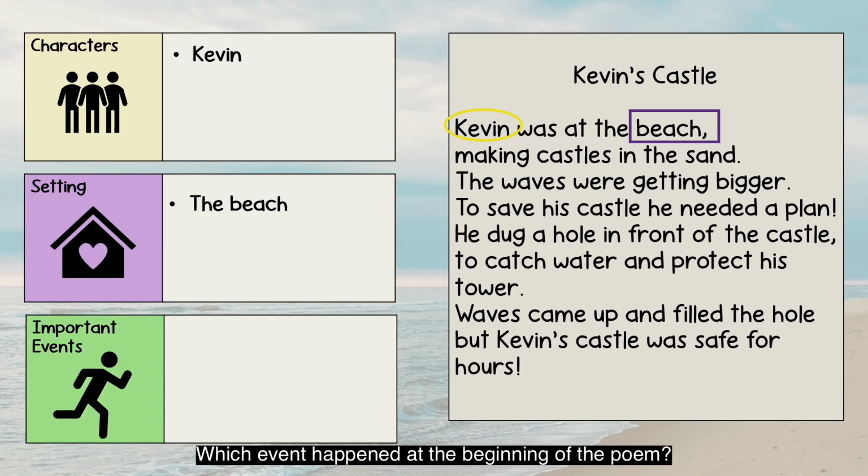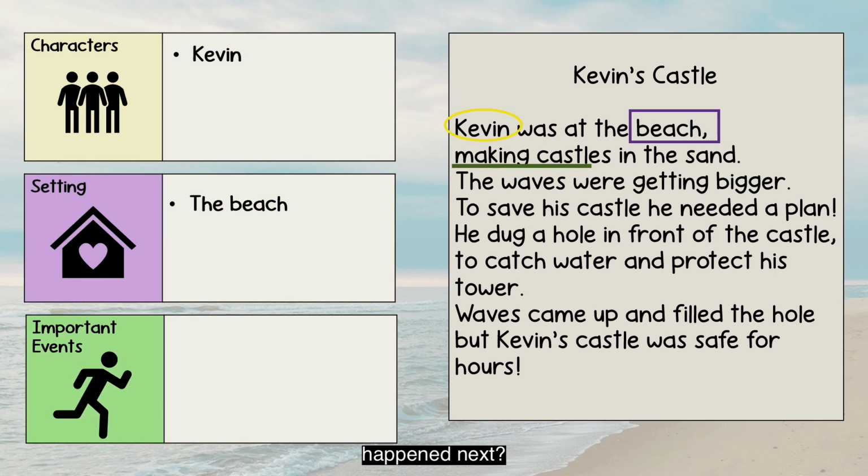Which event happened at the beginning of the poem? What was Kevin doing? Can you show me with your body? That's right. Kevin was building sandcastles just like you are pretending to do right now. What happened next?